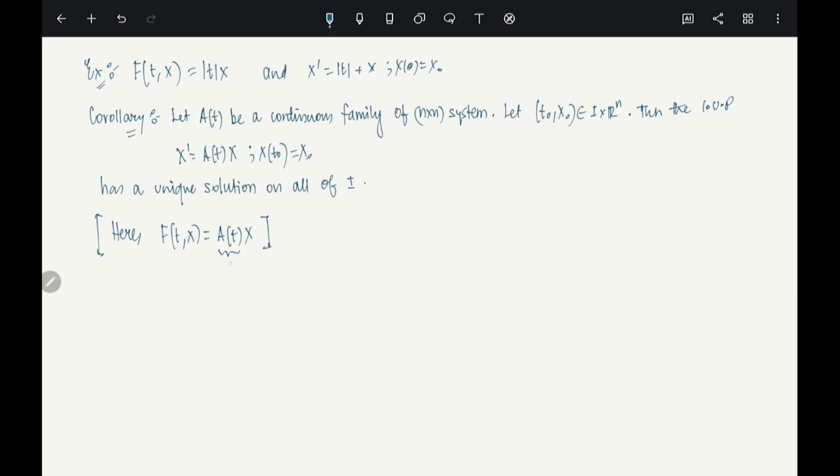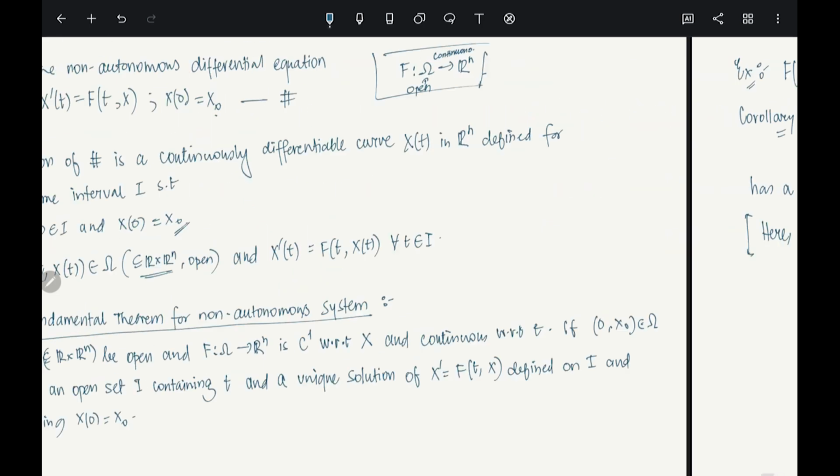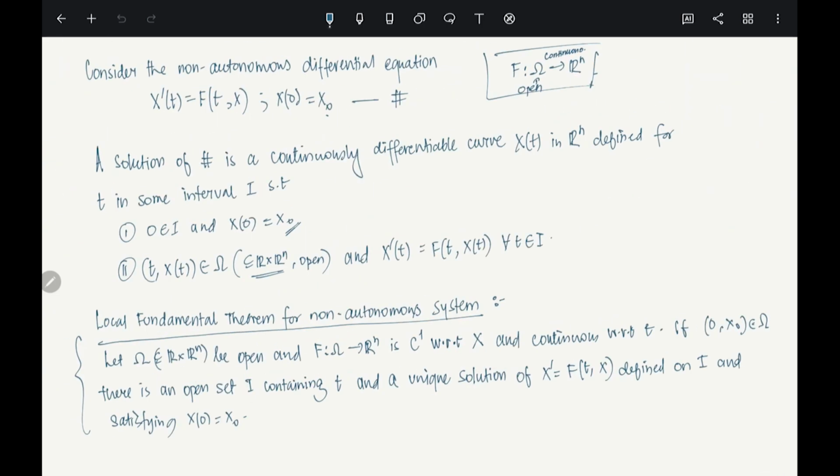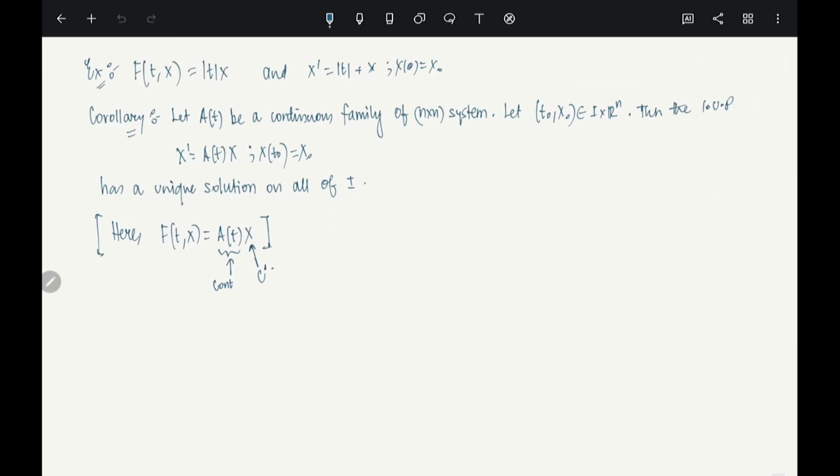Now you see this function A(t) is a continuous family of n cross n systems. So with respect to this variable, this is continuous, right? And with respect to this variable, this is at least C1. So f is continuous with respect to the t variable, and it is C1 with respect to the x variable. So we can use the local fundamental theorem for non-autonomous systems, and hence we have a unique solution in a neighborhood of t naught.